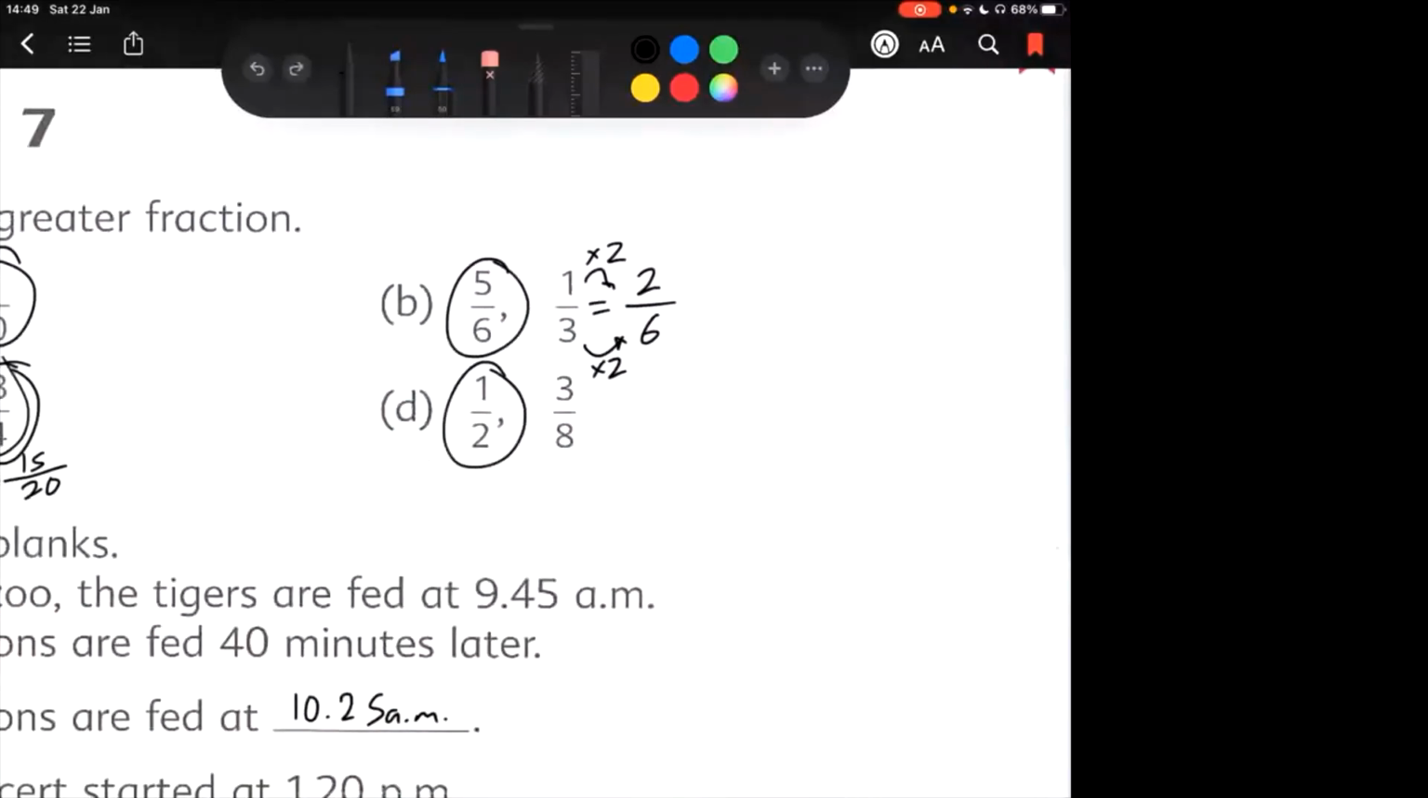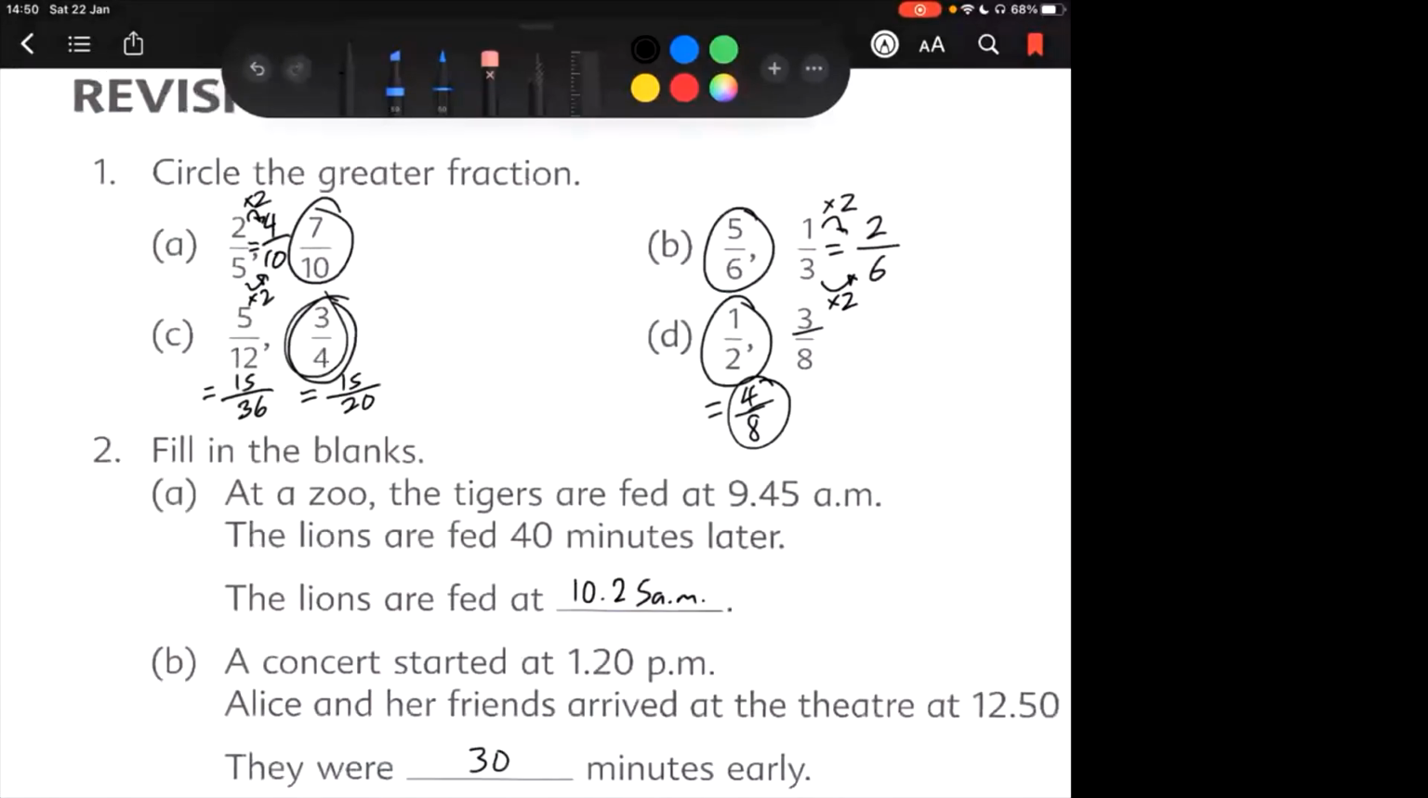And then here, this is 4 out of 8 to make the denominator the same. And then we compare 3 and 4 is bigger. So the answer is half rather than 3 out of 8.